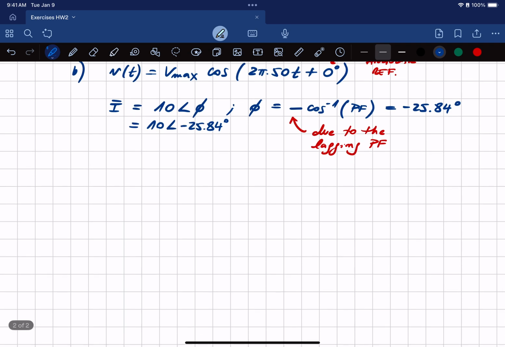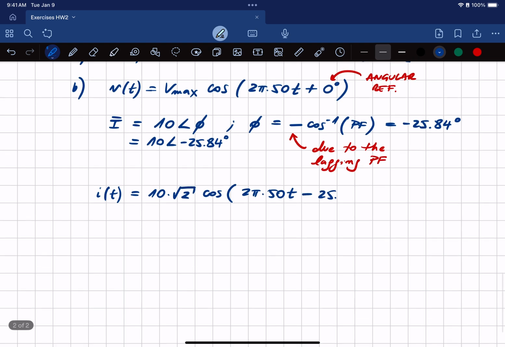But we are looking for the time domain signal. So the time domain signal is going to be 10 times square root of 2, right? Cosine of 2 pi f, which in this case is 50, times t, minus 25.84. So now here we have to be careful with the units. What we have here is the usual representation.